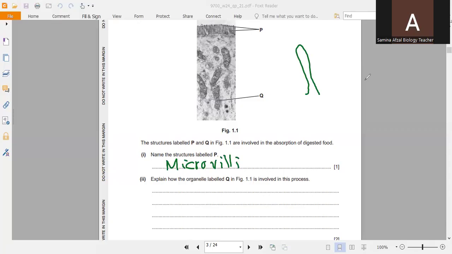And second is Q. Q is the mitochondria, where aerobic respiration takes place and energy is produced. This energy is used for the absorption of digested food, because digested food is absorbed against the concentration gradient by the process of active transport. So energy is needed for that process.